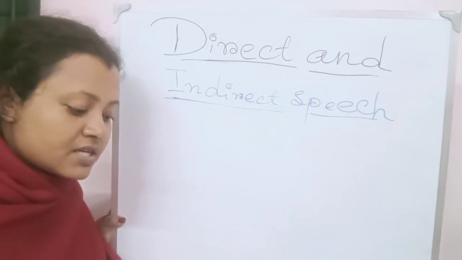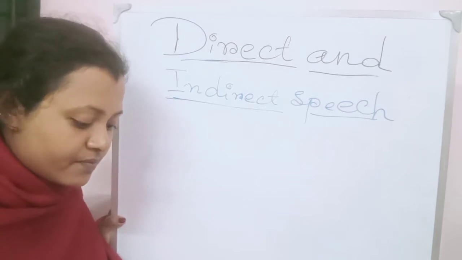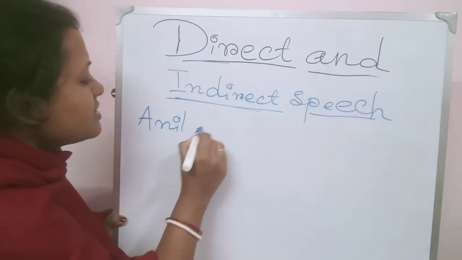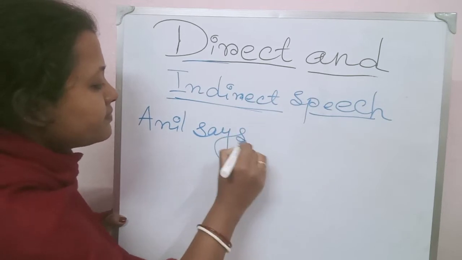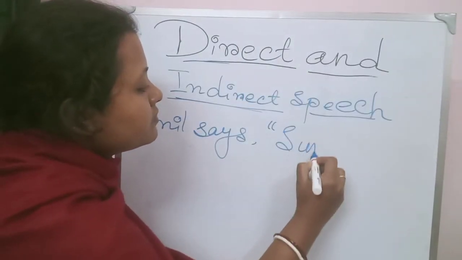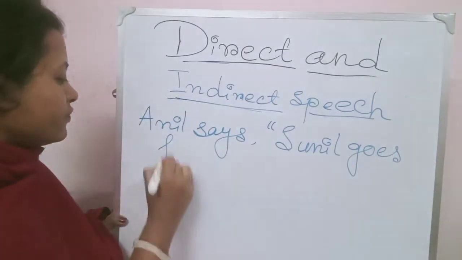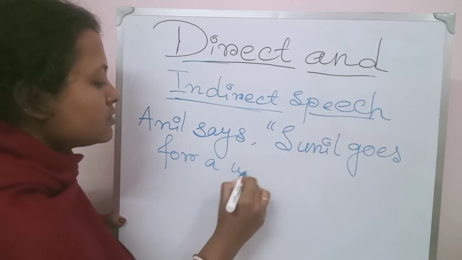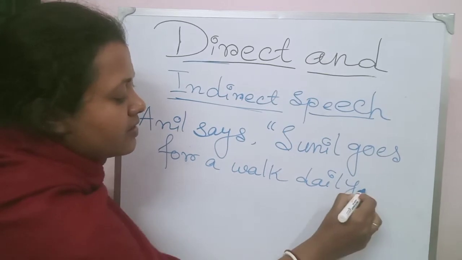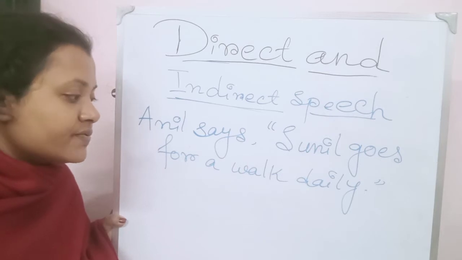In your book also various examples are given. Let me take one of the examples from there. Anil says, comma, inverted comma starts, Sunil goes for a walk daily. So this is the sentence over here: Anil says, "Sunil goes for a walk daily."